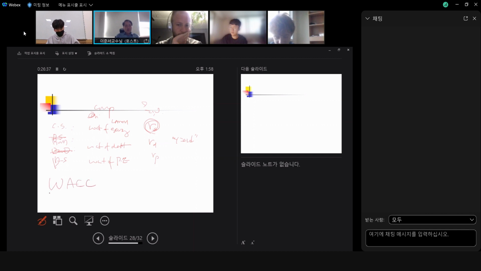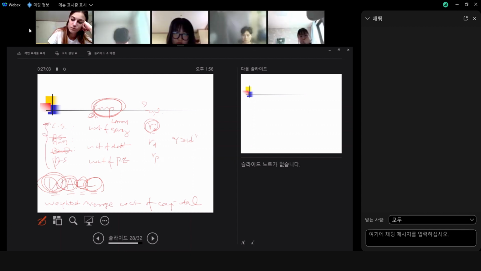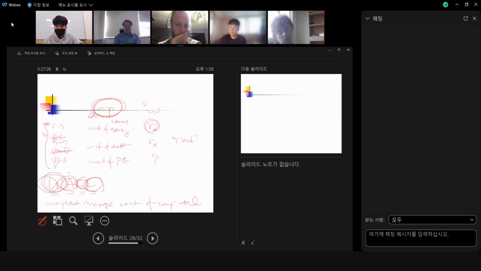WACC is the weighted average cost of capital. From the point of the company, this is the weighted average cost of capital, if we consider not only common stock, but also all possible resources to raise funds. This is the WACC, weighted average cost of capital.